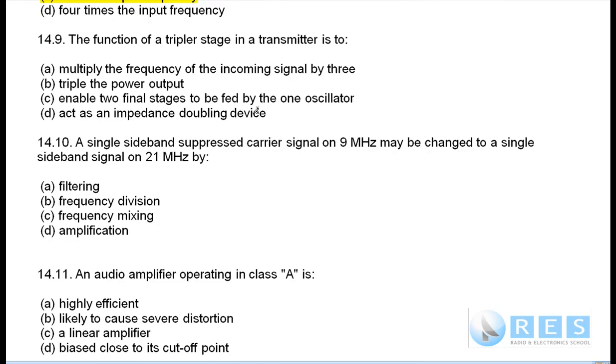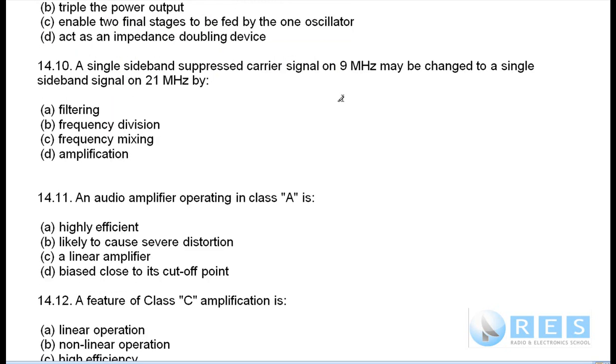Question 14.9. The function of a tripler stage in a transmitter is to multiply the frequency of the incoming signal by 3. I think you pretty well got that by now.